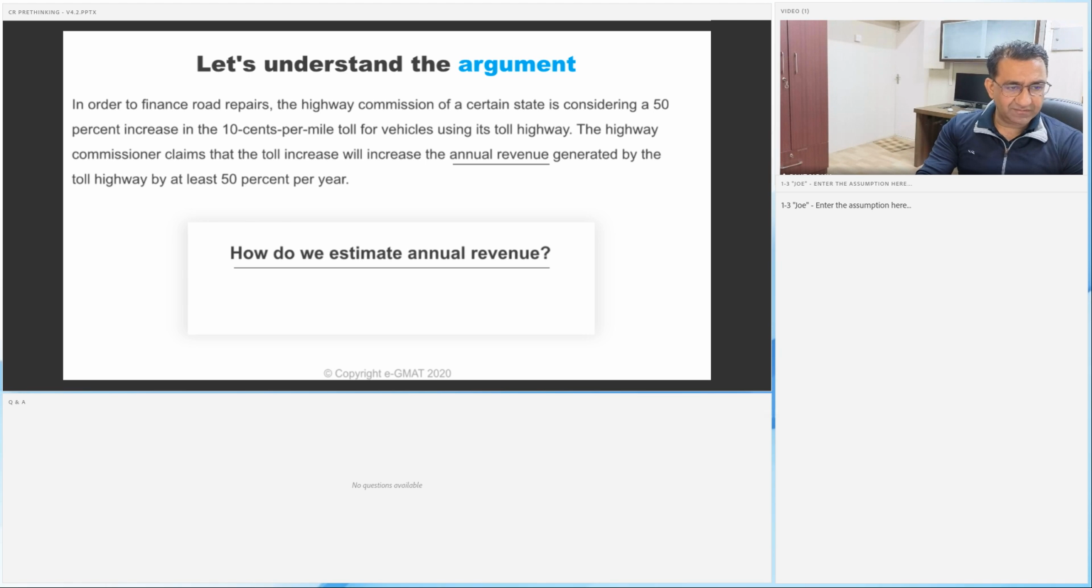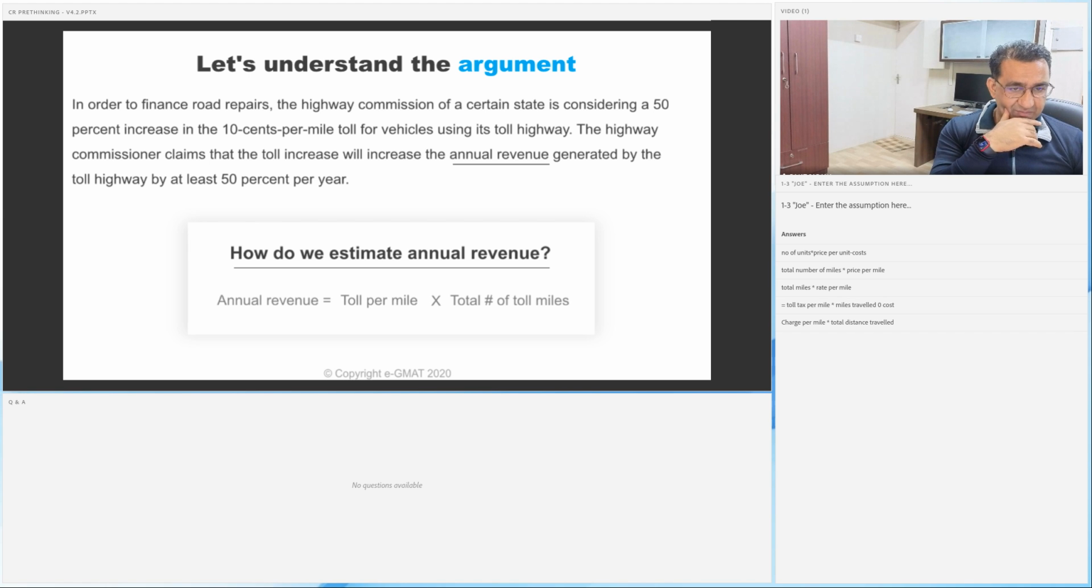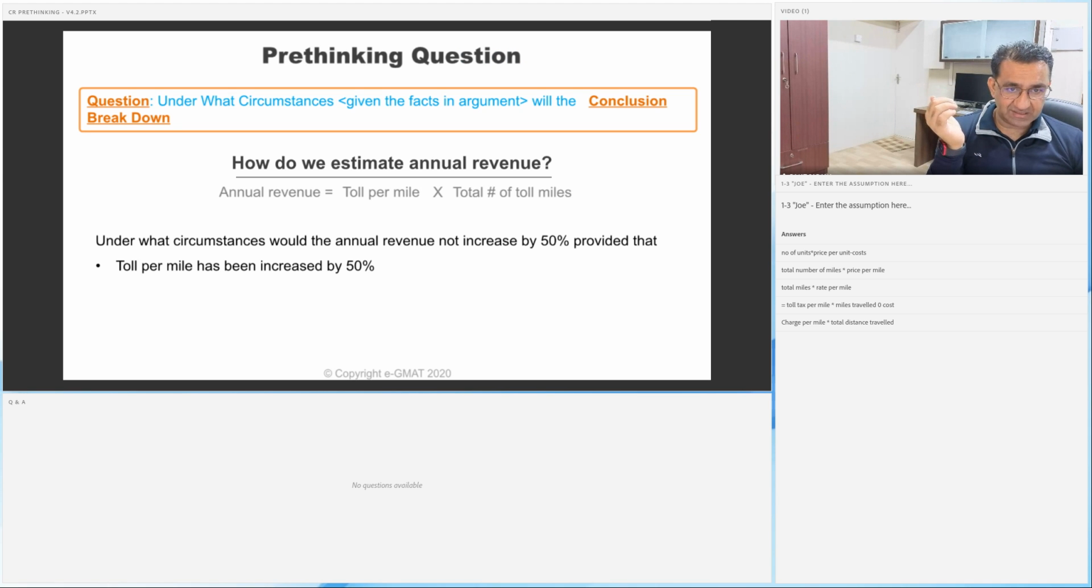How do we estimate annual revenue? What's the formula for estimating annual revenue? Yes, number of miles times price per mile, right? That's a lot of you, pretty much everyone's done this, right?